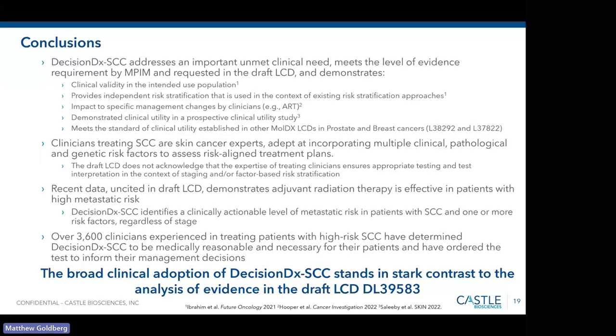Further, data presented today confirms the ability of the Class 2B result to identify patients who benefit from adjuvant radiation therapy. And finally, the broad clinical adoption of DecisionDx-SCC stands in stark contrast to the analysis of evidence presented in the proposed LCD DL39583. Over 3,600 clinicians experienced in treating patients with high-risk SCC have determined DecisionDx-SCC to be medically reasonable and necessary for more than 7,000 patients to inform their management decisions.